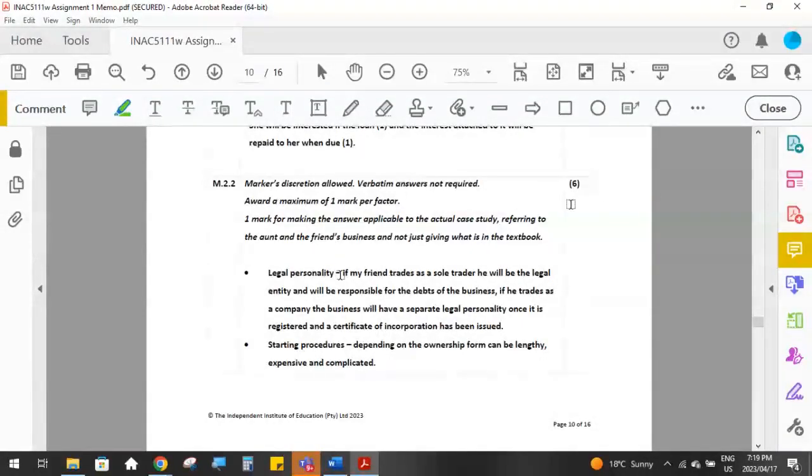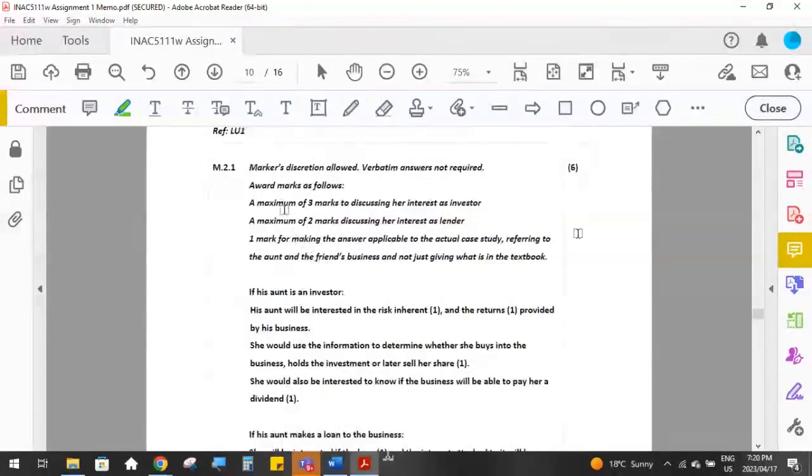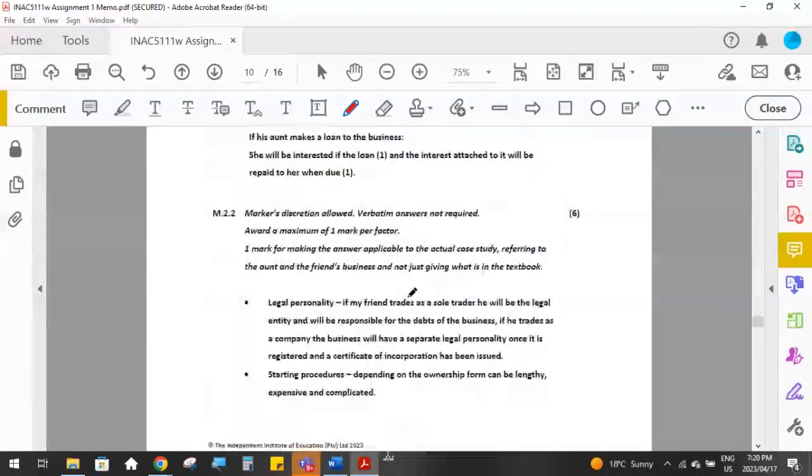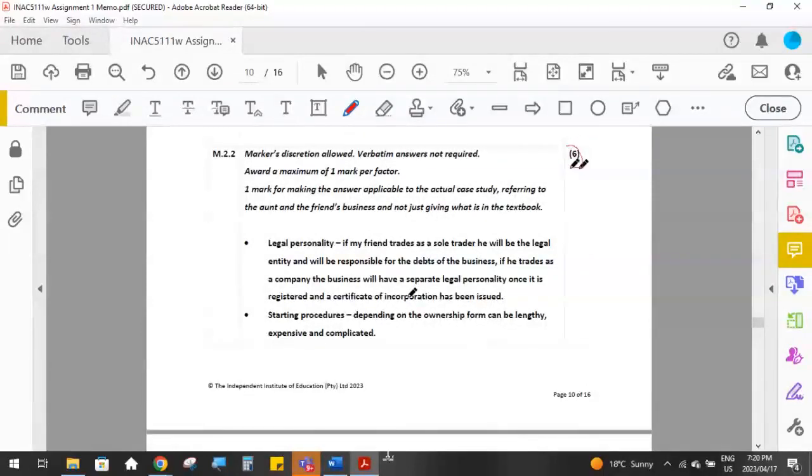Then the second section over here, where you had those 5 different aspects and you had to explain how they would affect your choice of business ownership, 1 mark per factor. And the mark is for making the answer applicable to the actual case study. Again, that was important, referring to the aunt and the friend's business and not just giving what is in the textbook. As I said, I was a little bit more lenient with that, these 6 marks. Over here, a lot of you did lose that 1 mark for not referring to the case study, but I did not deduct all 6 marks on question 2.2 if you didn't refer all of them to the case study.